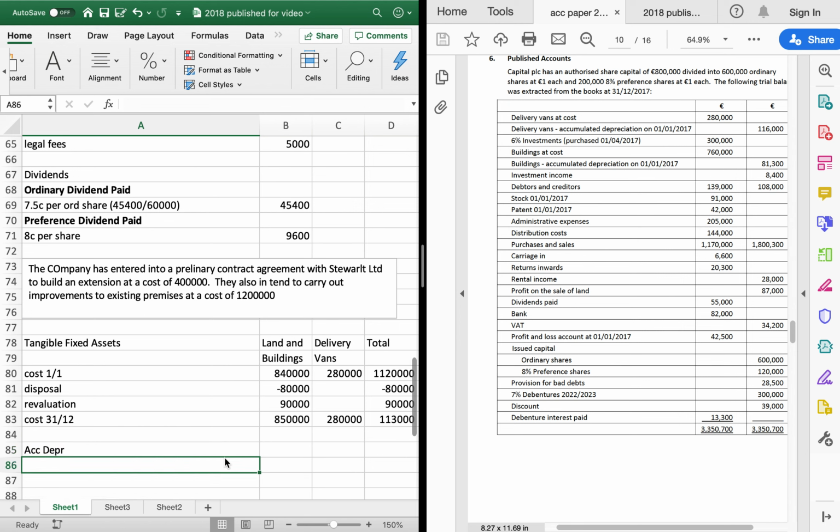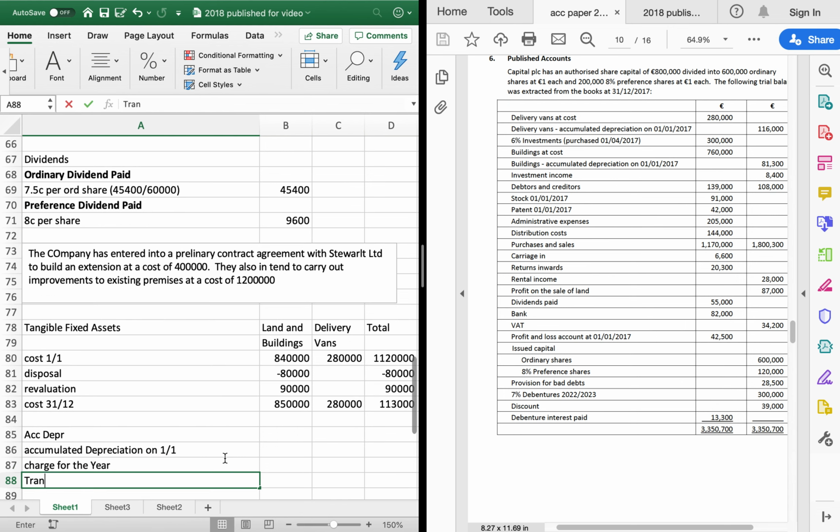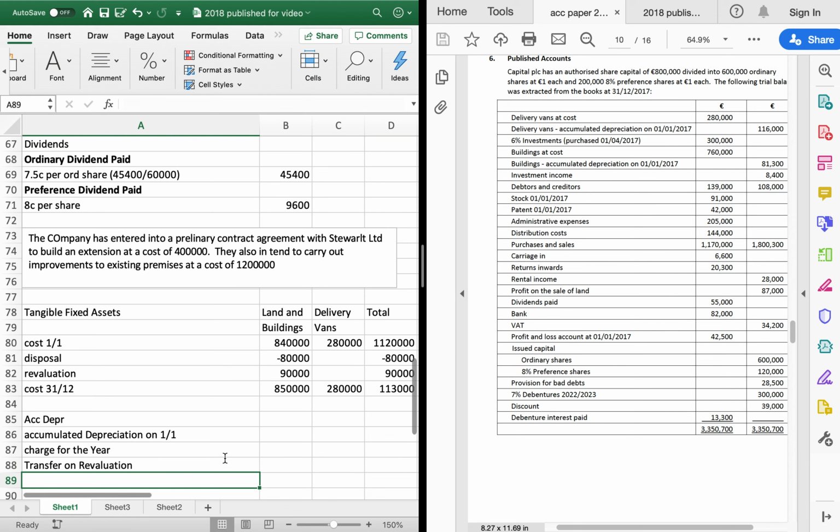So we're doing the same with our accumulated depreciation. What did we start off with on the 1st of the 1st? What did we charge for the year? Did we revalue anything? So transfer on revaluation. You could also have disposal. I don't think I've ever had disposal in years, actually. So then you have your accumulated depreciation at the end of the year.